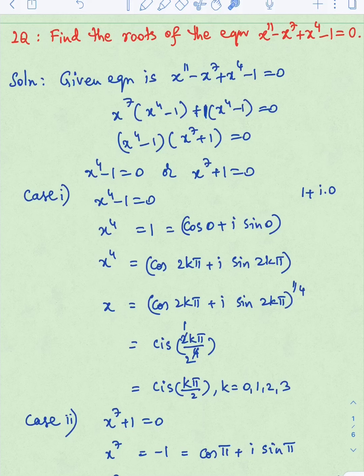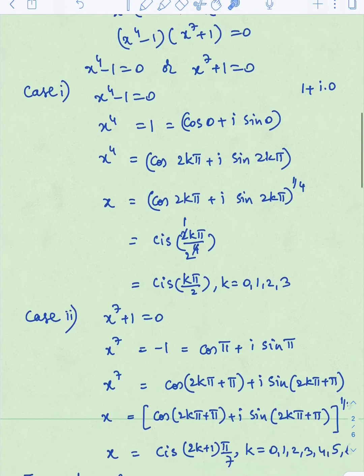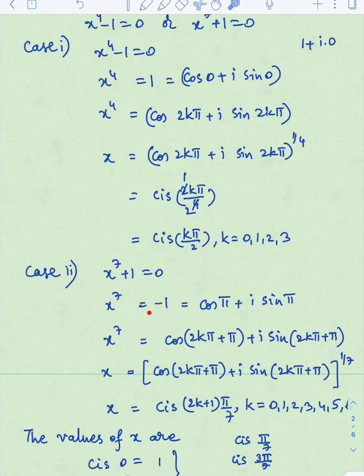This is the answer. The second case in the question is x power 7 plus 1 is equal to 0. Here x power 7 is equal to minus 1. This minus 1 can be written as minus 1 plus 0 into i. Minus 1 is cos pi, 0 is sin pi.